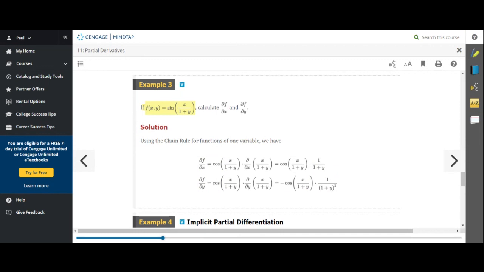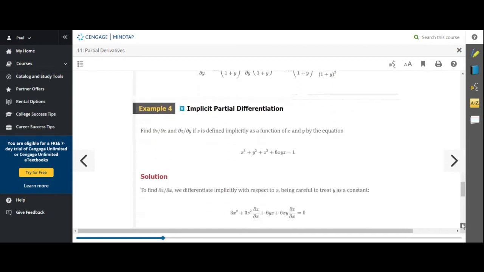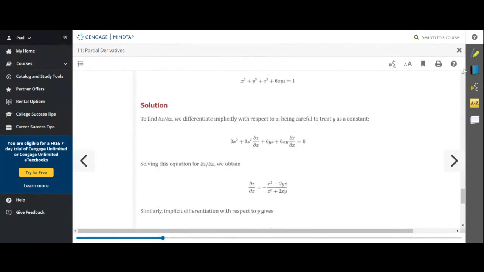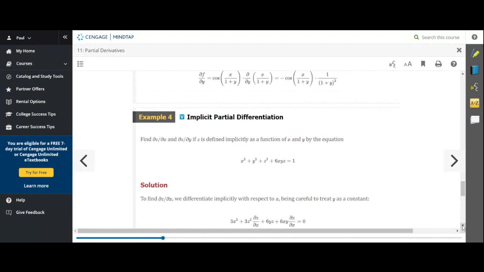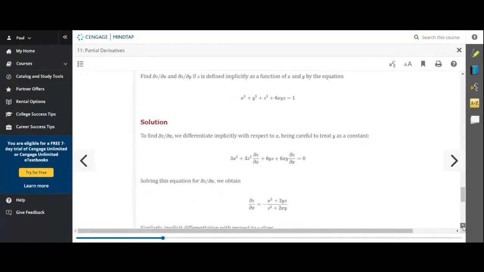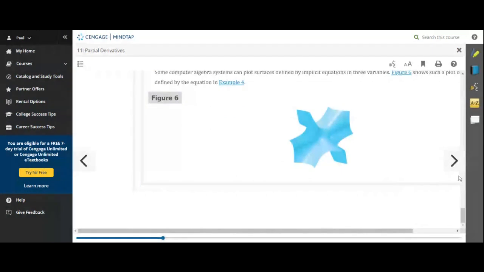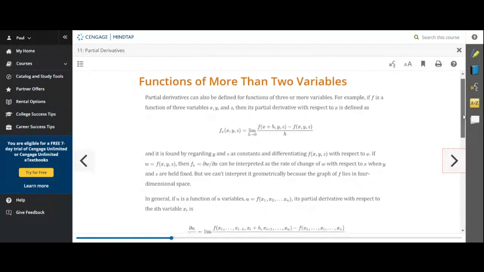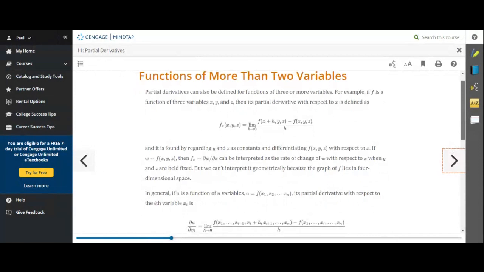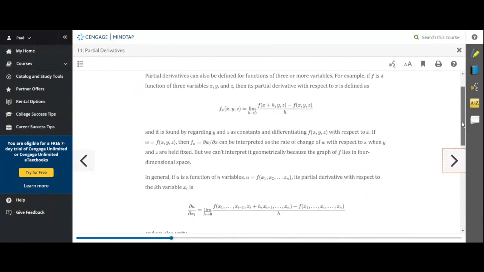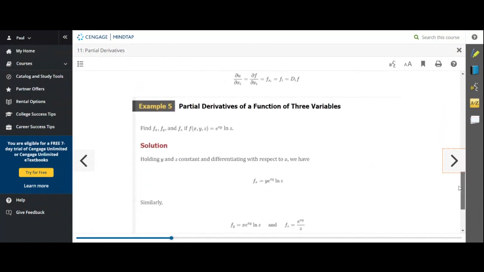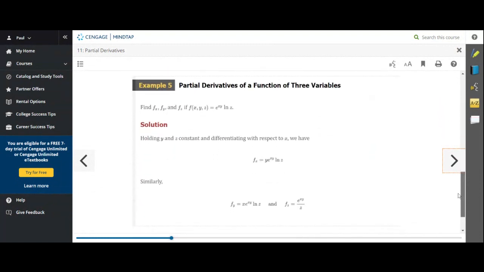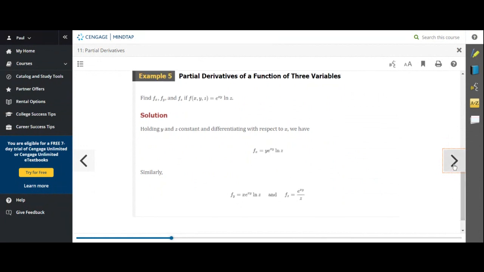All right, let me show you a few other things here. You can do implicit differentiation as well. Example 4, I'm going to let you look at that. You can have functions of more than 2 variables, of 3 variables or 4 variables. And when you do that, of course, you'll have more partial derivatives. I think you'll be fine on that.